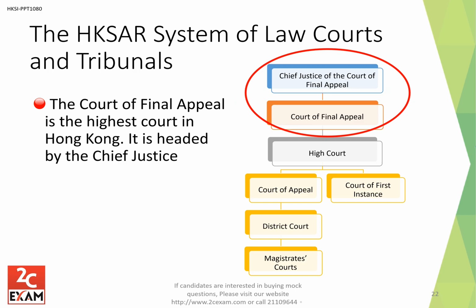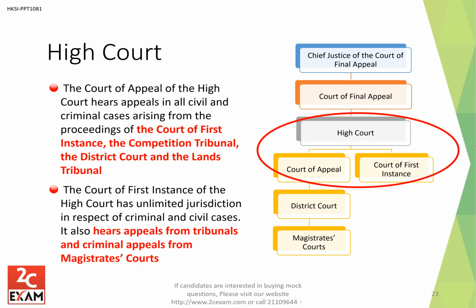Alright, after understanding Hong Kong's laws, this section will talk about Hong Kong's court and tribunal system. I believe many of you have seen it on TV. In Hong Kong, the Court of Final Appeal is the highest court, headed by the Chief Justice. Underneath the Court of Final Appeal in Hong Kong, there is the High Court. The Court of Appeal and the Court of First Instance comprise the High Court.